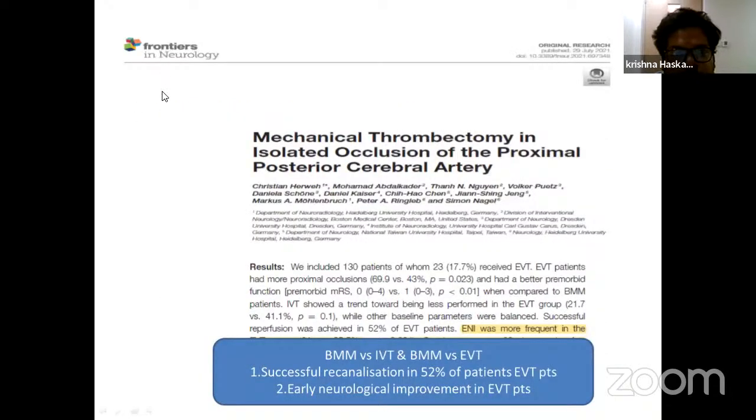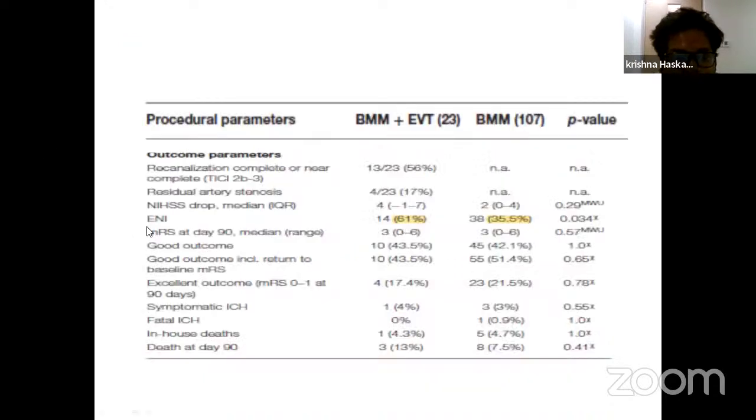And this was published in Frontiers in Neurology, about mechanical thrombectomy in isolated PCA occlusion. They compared best medical management with intravenous thrombolysis, and best medical management versus endovascular therapy. With endovascular therapy, successful recanalization was seen in 52% of the patients, and they saw early neurological improvement, that is, improvement within 7 days of the procedure in PCA occlusion patients. Early neurological improvement was seen in the endovascular group in around 61%, whereas in BMM it's only 35%. However, there is not much difference in good outcome at the end of 90 days in terms of mRS, with almost similar rates of 43 and 42%.